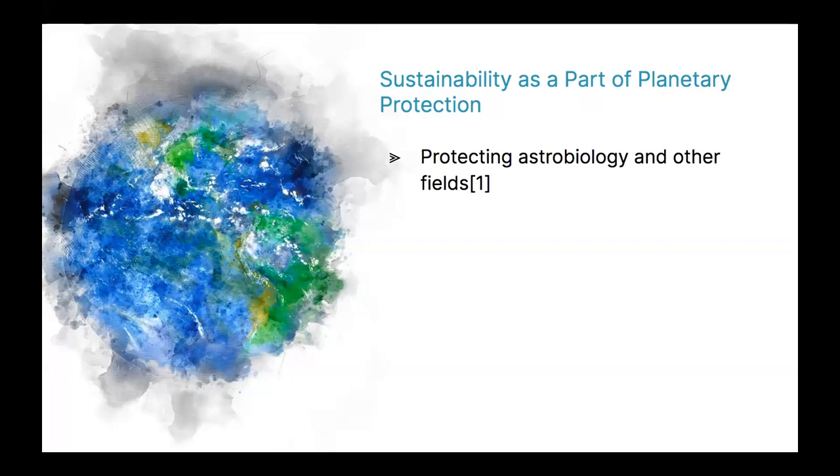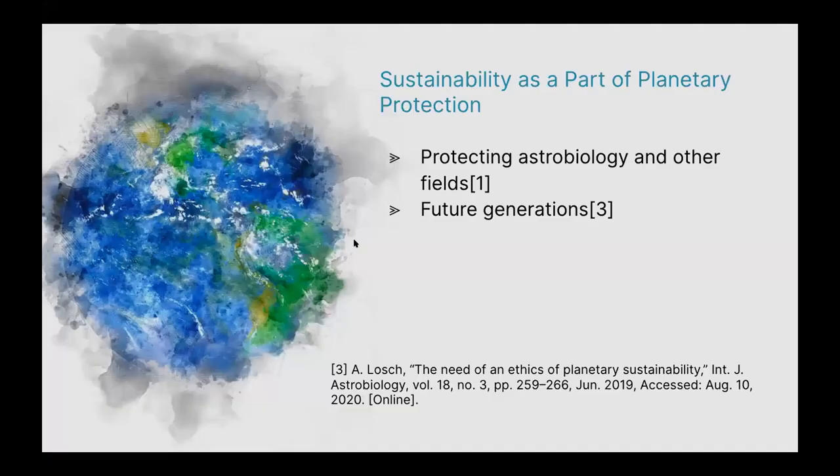And the first is that sustainability would be protecting astrobiology and other fields. Biological life can be affected by non-biological factors, such as leaving trash. So by being sustainable on other planets, we would be protecting astrobiology. Also, other sciences such as geology or chemistry aren't protected by current planetary protection policies. So we would be allowing a larger group of scientists to continue to do good science by having sustainable exploration.